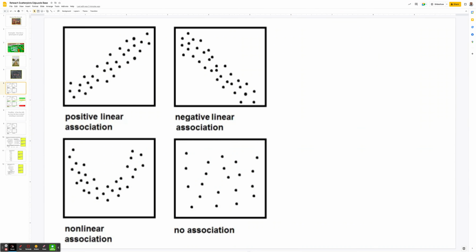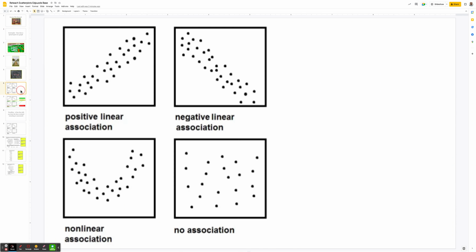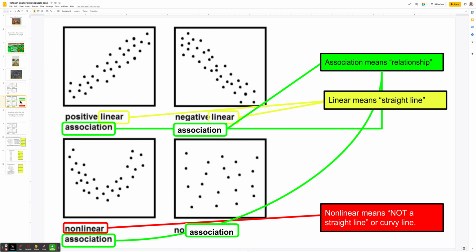So in a math class, when you see a scatter plot, which again is data that is spread apart on a graph, you're going to see it one of four ways: a positive linear association, a negative linear association, nonlinear association, or just no association. Now, some of you get hooked up on the words. Don't let the words scare you. Just make sense of them for yourself. Whenever you see the word linear, which you see here in yellow, that just means a straight line. Anytime you see the word association, that just means a relationship. And then nonlinear means not a straight line.